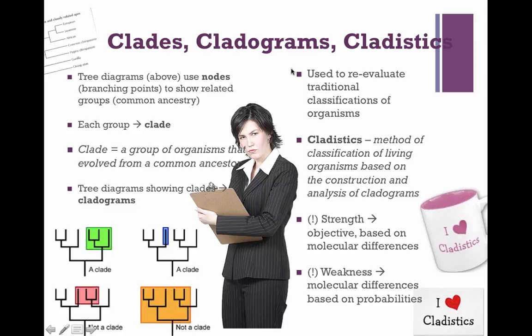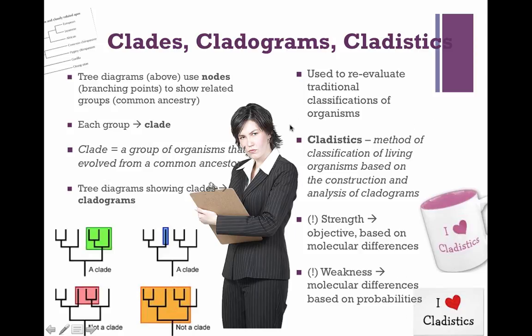They're used to reevaluate the traditional classifications of organisms. So we're actually using molecular data. That can be a strength and a weakness. The strength is it's very objective. It's totally based on collected molecular evidence and data that can be repeated by different groups. The weakness is that many of these molecular differences are based on probability calculations when you're sampling different types of organisms that are out there.